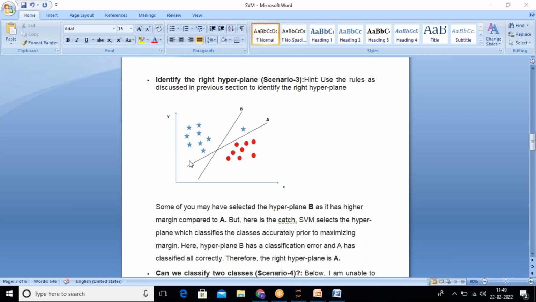See, first two stars, the star over here. Wait, let me take one highlighter. This star and this star, these two are the support vectors, and this red one is also a support vector. If we consider these three, then we draw this hyperplane A. Therefore the right hyperplane is A. Yes or no? Very important. It's not that easy; it's a very typical thing we are doing.